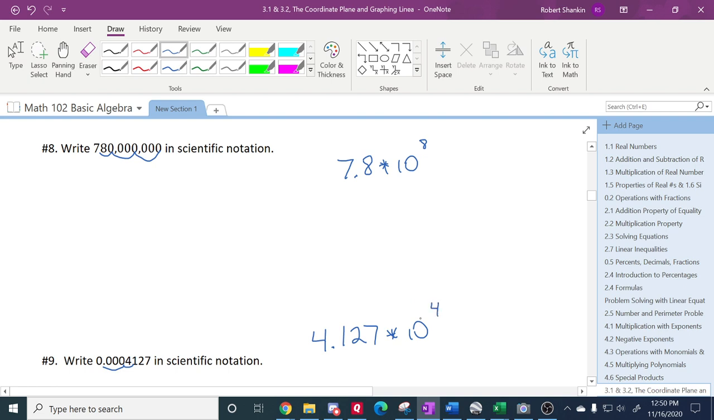And I might start by putting it as a positive 4 and then say, does that make sense? Well, no. If I multiply 4.127 times 10 to the 4th, it makes it bigger, and I have to make it smaller. So you divide by 10 4 times, and that moves the decimal place to the left 4 times, and that's correct.